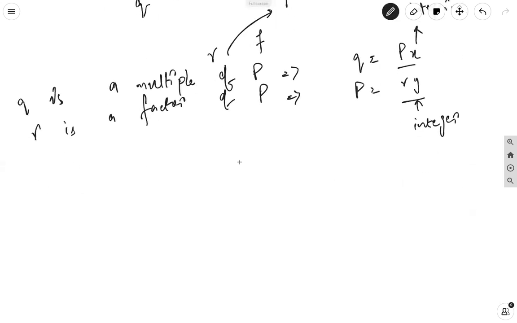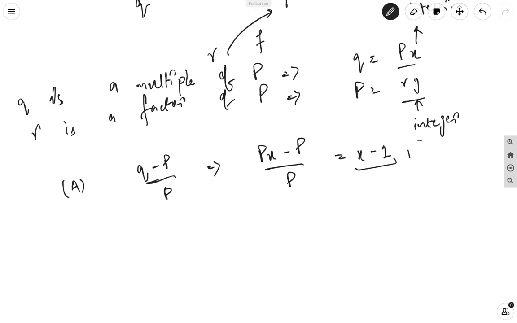What is option A? Option A is (Q minus P) by P. By substituting Q is equal to Px and keeping P as it is, and dividing by P, we will get x minus 1, right? So this could be an integer. Take any value of x, 2, 3, 4, and so on, it will be an integer. So this is not a possible case.